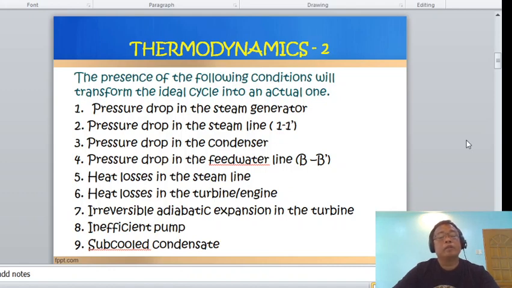Then heat losses in the steam line, and heat losses in the turbine or the engine. Irreversible adiabatic expansion in the turbine, meaning it is no longer isentropic. Another is the inefficient pump. Another is subcooled condensate. So that is, class, the assumptions.